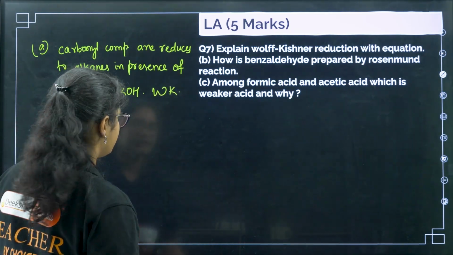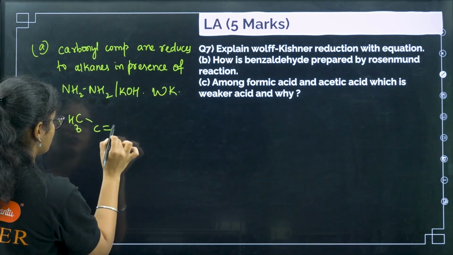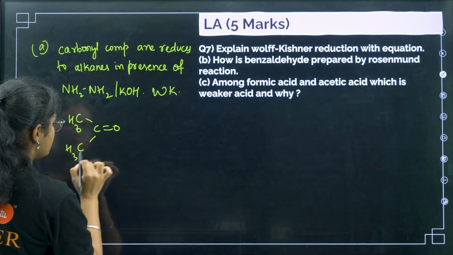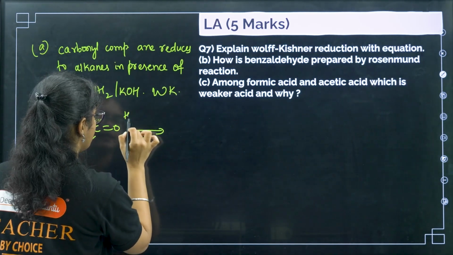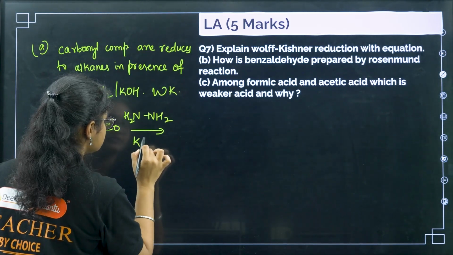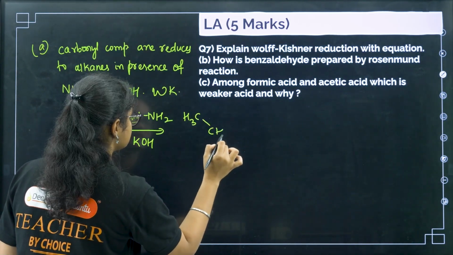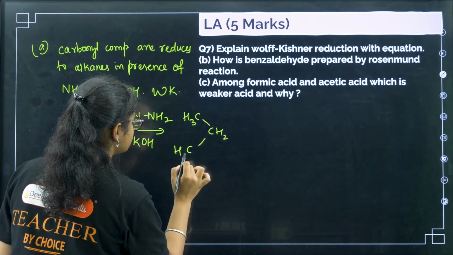Now if you write with an equation, you can just take the example CH3, C double bond O, CH3, and if you react with NH2NH2 and KOH, you will get a compound like this, CH3, CH2, CH3.